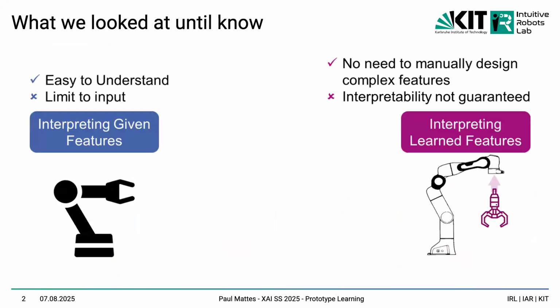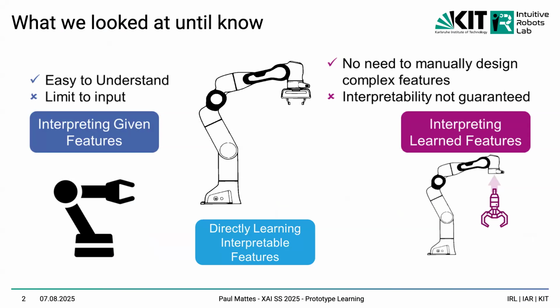So what we looked at until now was interpreting given features. This was rather easy to understand, but limited to the input we have. And we looked at interpreting learned features, where we didn't have the need to manually design complex features, but the interpretability is not guaranteed, right? It could be an illusion, or we just don't understand what the model means with it. So what we now want to look at is directly learning interpretable features inside the latent space of our model, which we then can actually say, okay, this makes sense, what the model learned here.